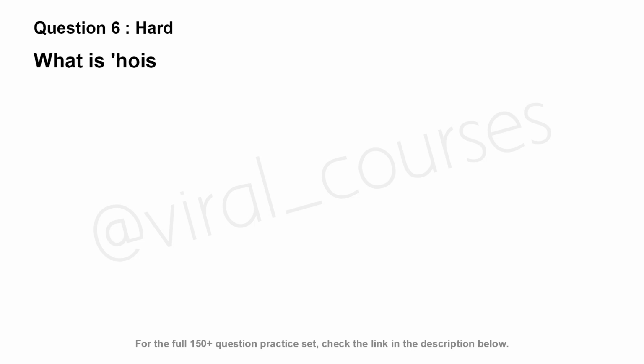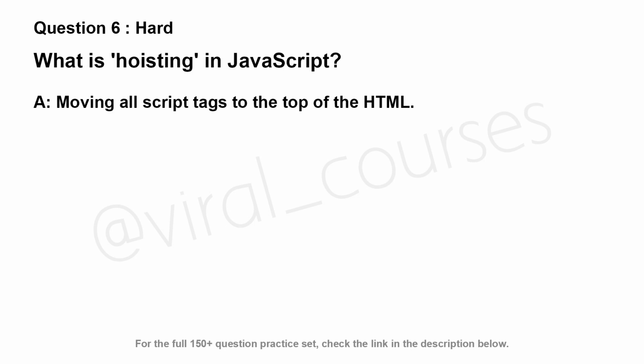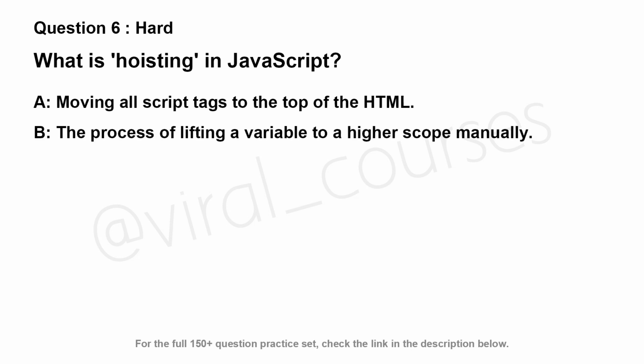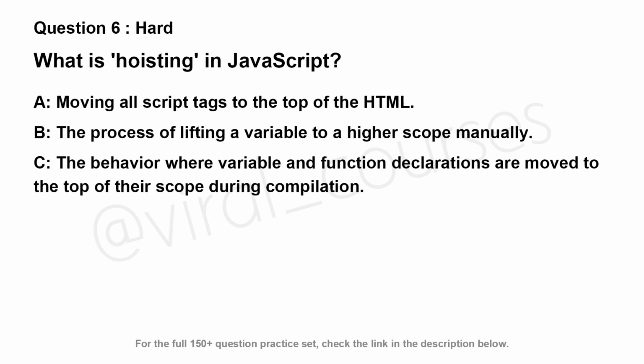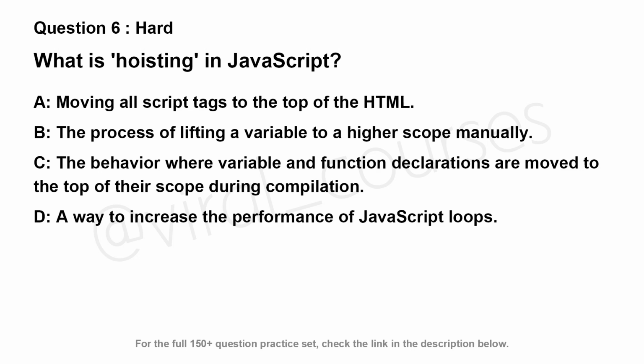What is hoisting in JavaScript? Option A. Moving all script tags to the top of the HTML. Option B. The process of lifting a variable to a higher scope manually. Option C. The behavior where variable and function declarations are moved to the top of their scope during compilation. Option D. A way to increase the performance of JavaScript loops.